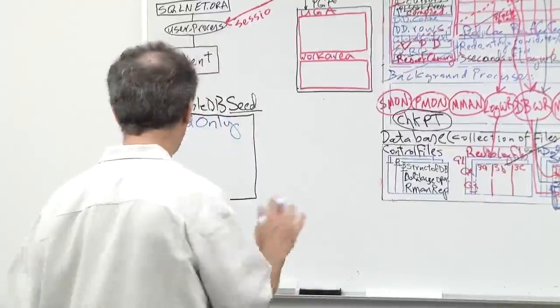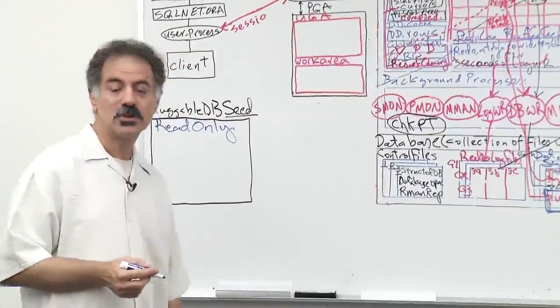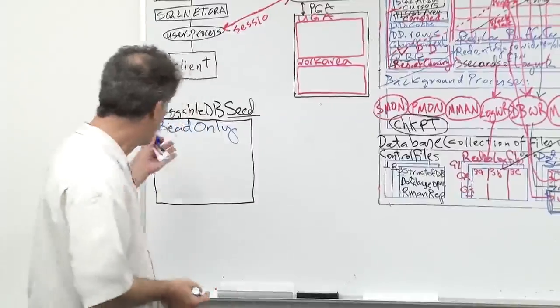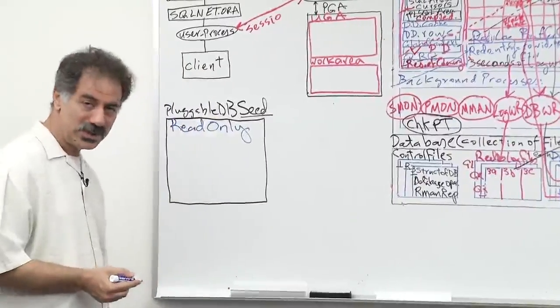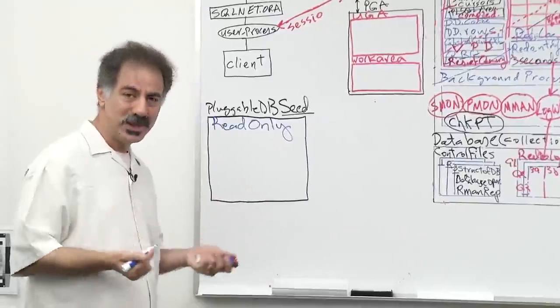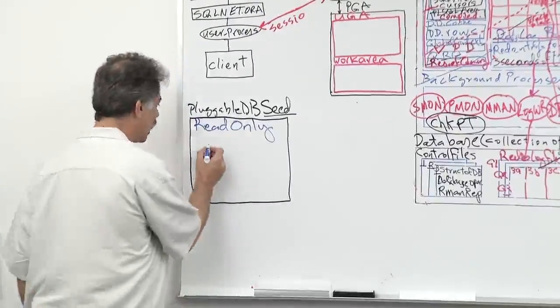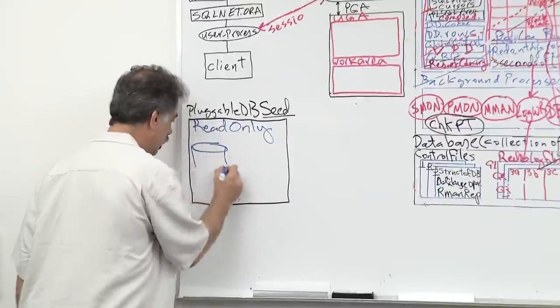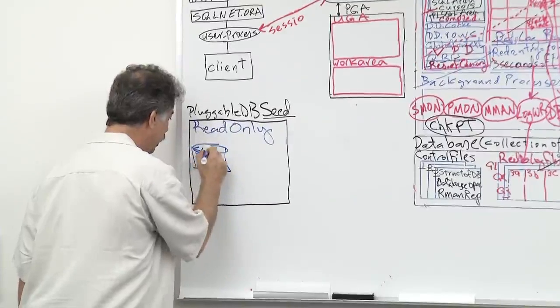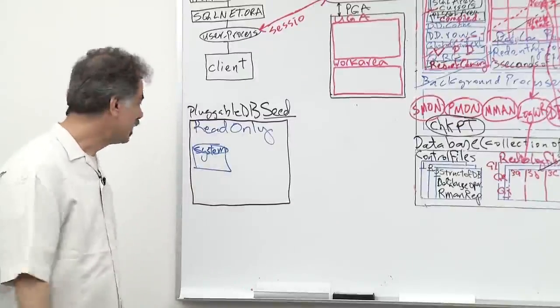So here, we have a bunch of options of dealing with how the pluggable databases are maintained. Now, as we said, within the pluggable database seed, we do not have any authority to make changes. Therefore, in the pluggable database seed, we have the system file, okay, the system tablespace and the system files.